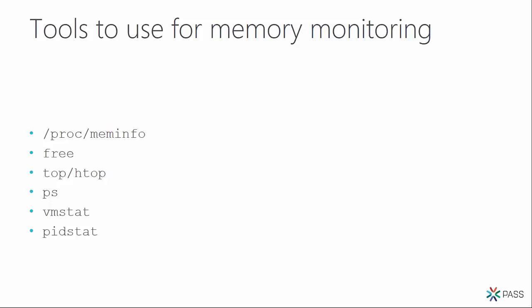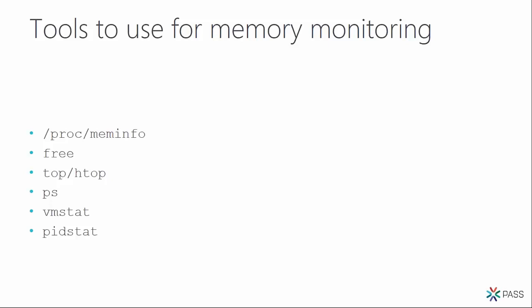Top and HTOP are the task manager views of the world. We looked at resident set size over there a few minutes ago. We also looked at the virtual address space for an individual process as well. PS has this data, right? Another way to get that information out for our process selection.